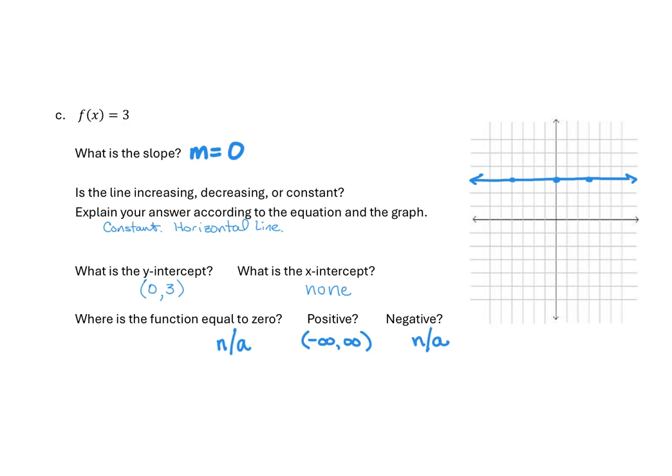As we move forward in this class, we're going to be extending these concepts to other types of equations. And when we talk about increasing, we want to think about going up, decreasing, going down, and constant, staying flat. And these are going to be applied to further examples.